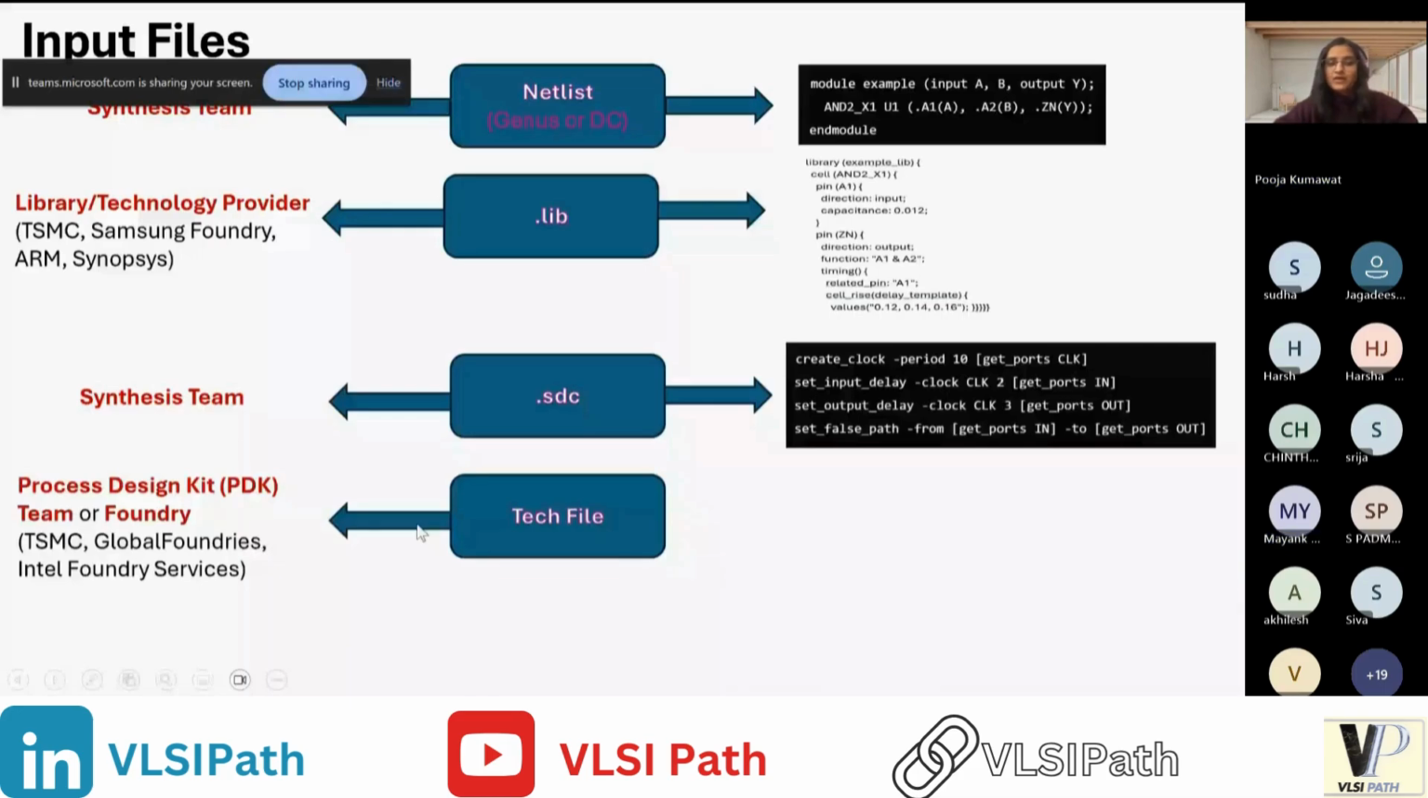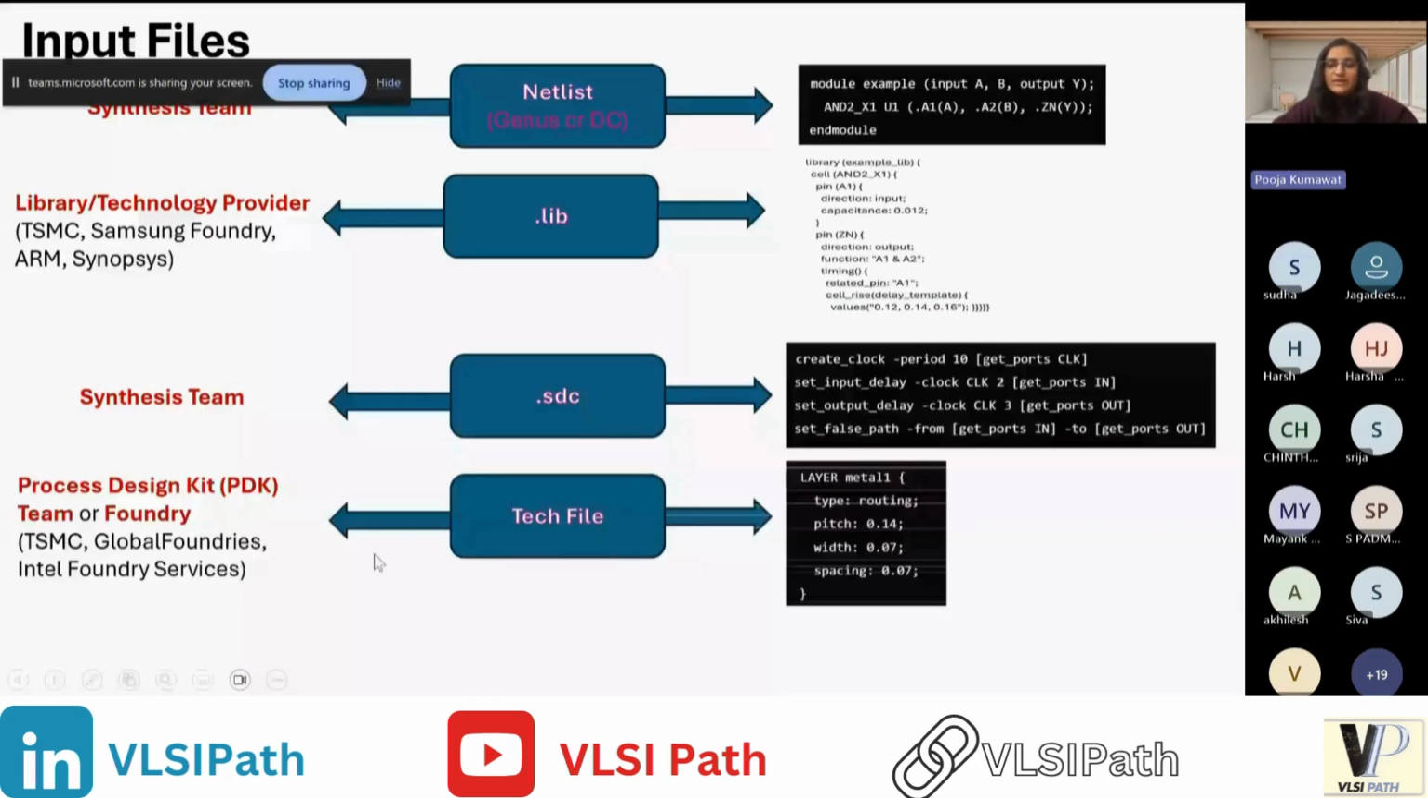The format is, here we are defining metal one. The layer is metal one, the type is routing, the pitch, width, spacing. So in this way, in the whole file we define the metal and via information which we are going to use in our design.